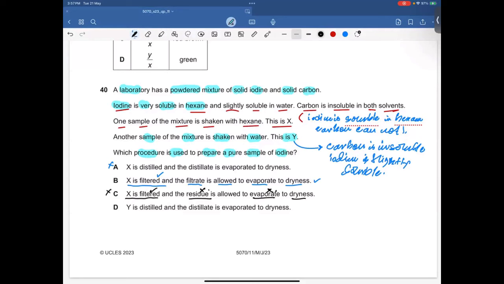Y is distilled. Distillation is not possible. Why is it distilled? Because one is soluble and one is insoluble, which means we'll go for filtration instead of distillation. So D is also incorrect, and therefore B is going to be the right answer. So that's the end of this paper.